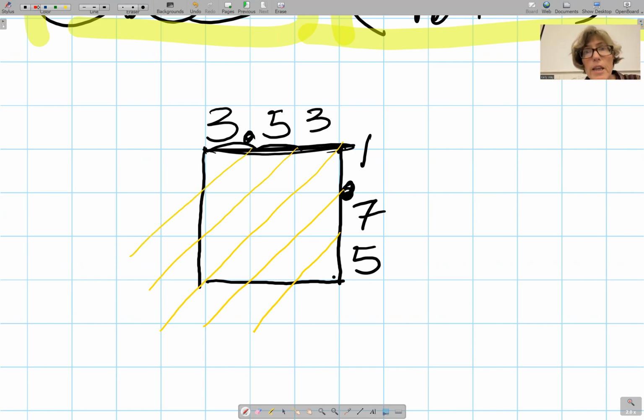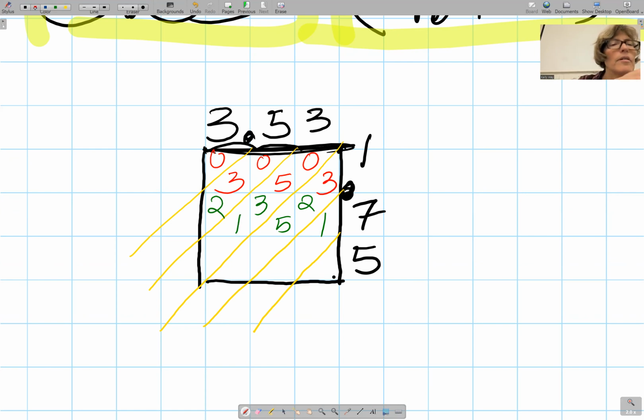Now, just do the multiplication just as normal. 3 times 1. 5 times 1. 3 times 1. Keep going. 3 times 7, 21. 5 times 7, 35. 3 times 7 here again, 21. And the last one here, 3 times 5 is 15. 5 times 5, 25. 3 times 5, 15.